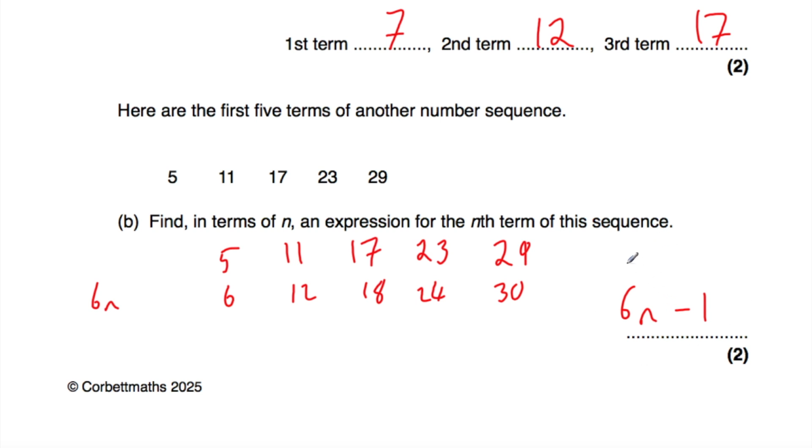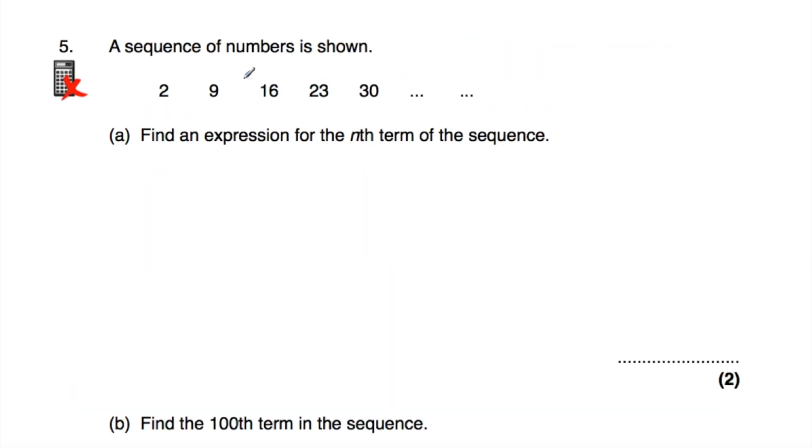And that's it. Okay, let's look at our next question, question number 5. Question number 5 says a sequence of numbers is shown. So we've got the sequence of numbers 2, 9, 16, 23, and 30. And part A says find an expression for the nth term of the sequence. So we want to find an expression for the nth term of the sequence. So 2, 9, 16, 23, and 30, and so on.